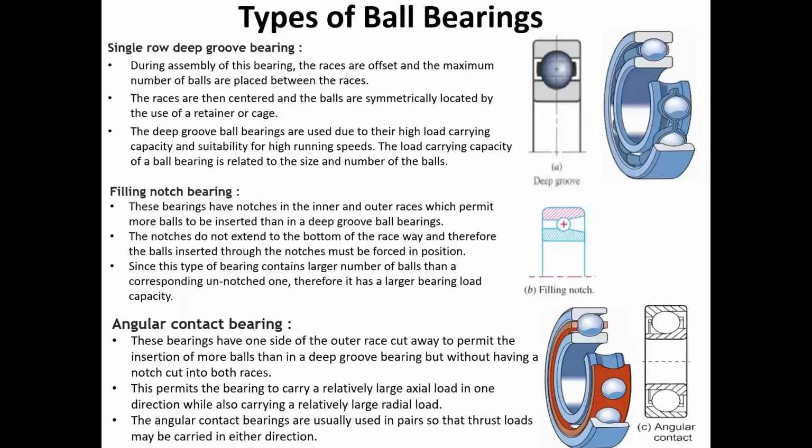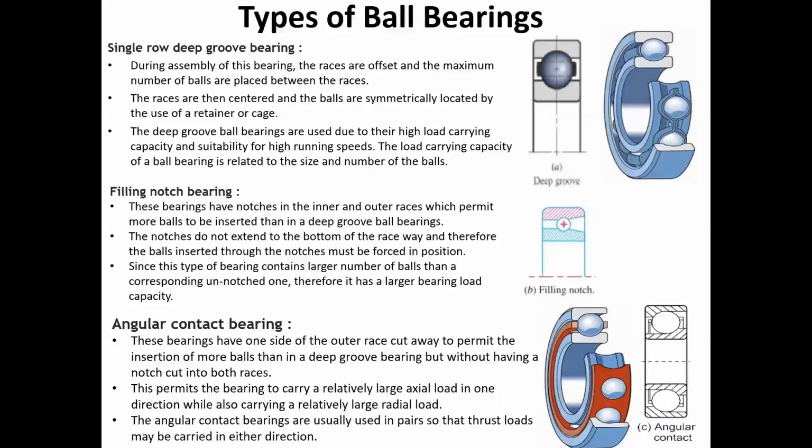If we talk about the filling notch bearing, these bearings have notches in the inner and outer races which permit more balls to be inserted than in the deep groove ball bearing. The notches do not extend to the bottom of the raceway, and therefore the balls inserted through the notches must be forced into position. Okay. Since this type of bearing contains a larger number of balls than a corresponding unnotched one, it has a larger bearing load capacity, or you can increase the load carrying capacity of the bearing.